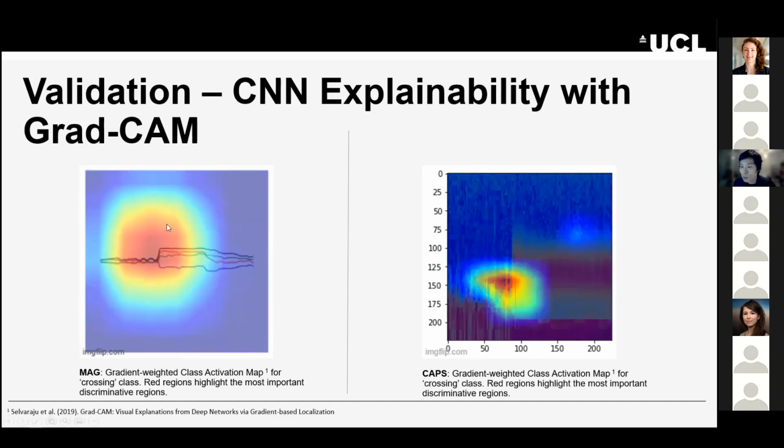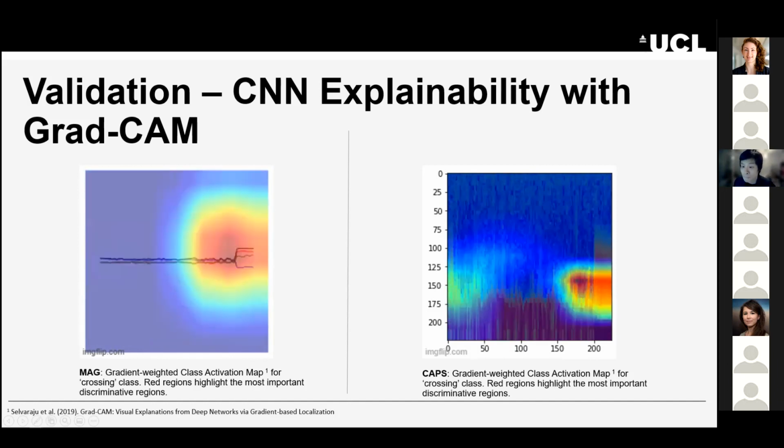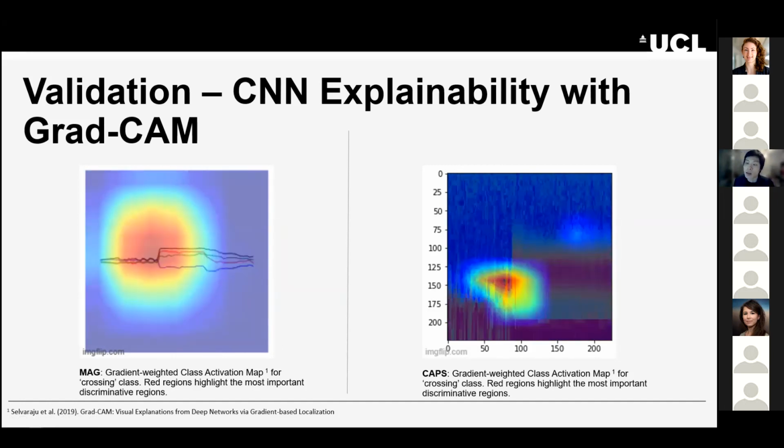So in these examples, we show a red region which highlights the most important parts of the images, and they correspond to the discontinuities of, let's say, the magnetic field data or the discontinuity in the CAPS electron spectrogram. So you can see that the red region follows where the discontinuity is as I input different images. And this is what our human eyes will focus on too when we make our decision of whether something is a crossing or not.